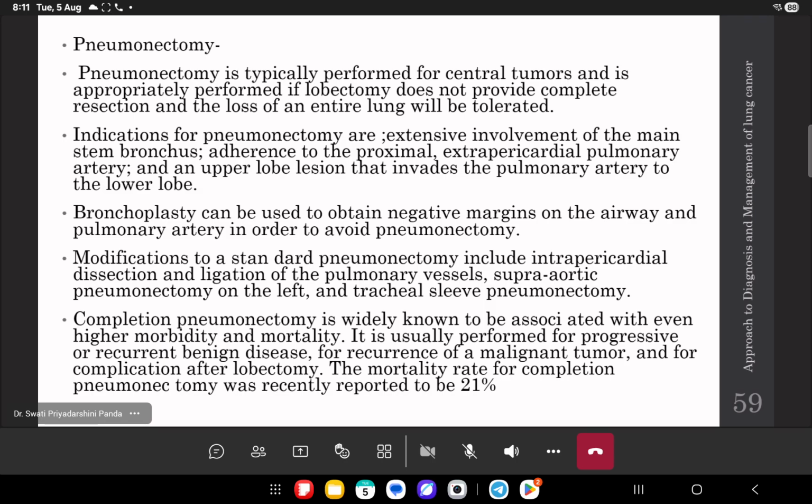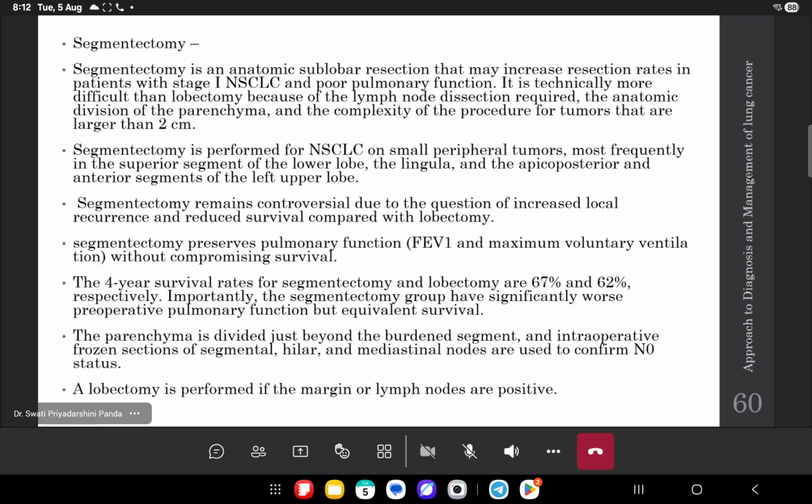Completion pneumonectomy is widely known to be associated with even higher morbidity and mortality. It is usually performed for progressive or recurrent benign disease, for recurrence of a malignant tumor, and for complication after lobectomy. The mortality rate for the pneumonectomy is around 21%. Segmentectomy is an anatomical sublobar resection that may increase resection rates in the patient with stage 1 non-small cell lung cancer and poor pulmonary function.